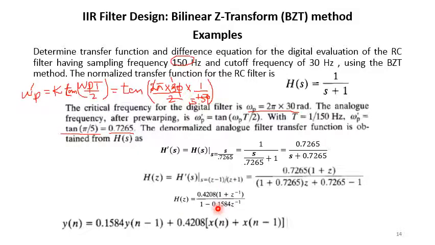You can get the difference equation simply, because H of z equals Y of z over X of z. So multiplying across, that means Y of z times 1 minus 0.584 z inverse is equal to X of z multiplied by this. So simply taking the inverse Z transform, it will result in this expression.